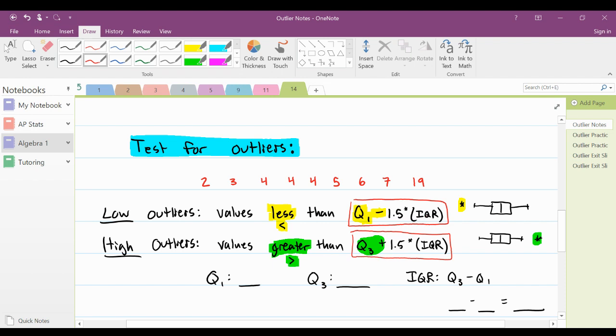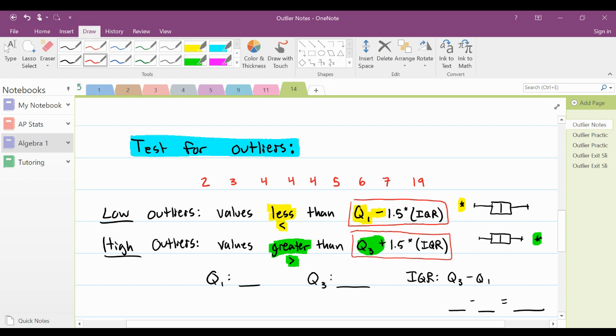Remember the interquartile range. We also know how to find that. So we would just take that Q1 value and subtract the product of 1.5 and the IQR. Any number in the data set that is less than that value would be known as a low outlier. On a box plot, it would look like this guy right here, an asterisk off to the left of the rest of the data.